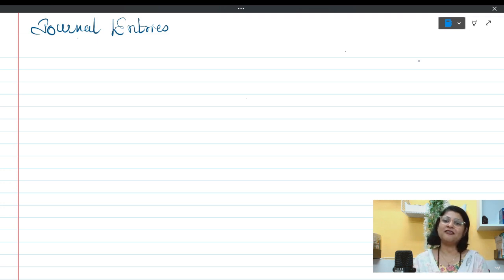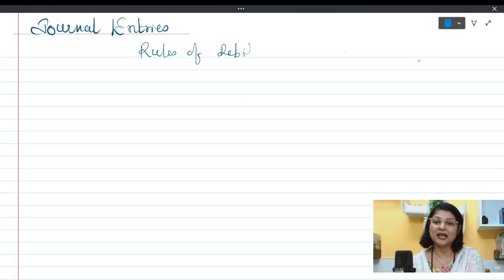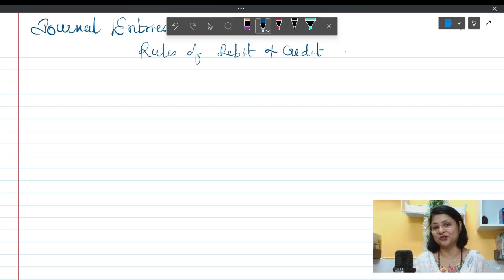Whenever we pass journal entries, we have to follow certain rules. These are known as rules of debit and credit. What is debit and credit? We had studied that in basic accounting terminology. The rules of debit and credit will tell you which account is going to be debited and which account is going to be credited, because each transaction is going to have two aspects, which is what we had studied in the dual aspect concept under GAAP.